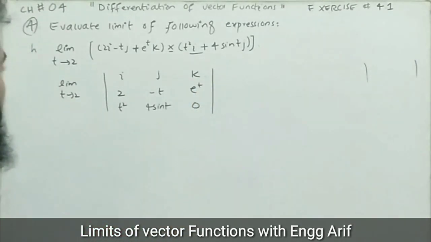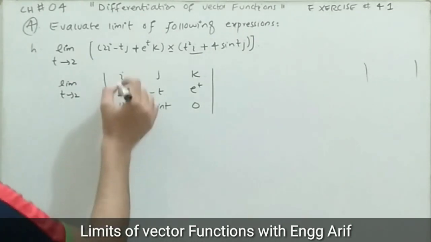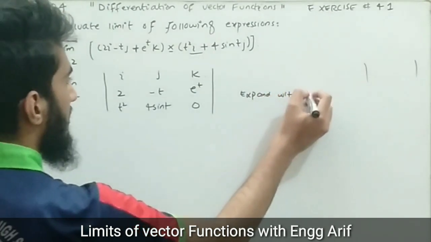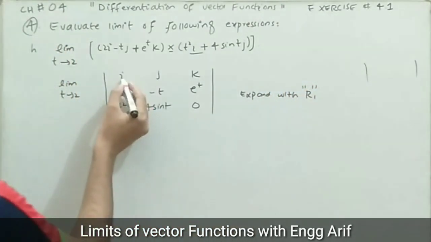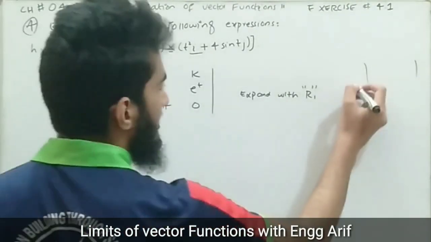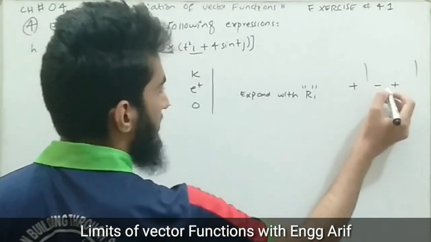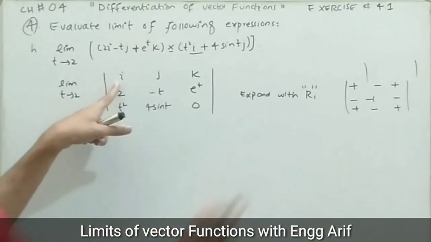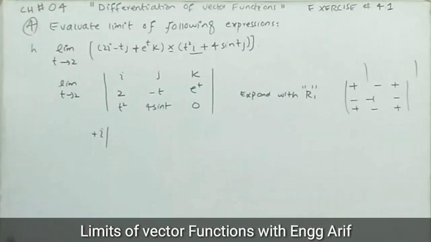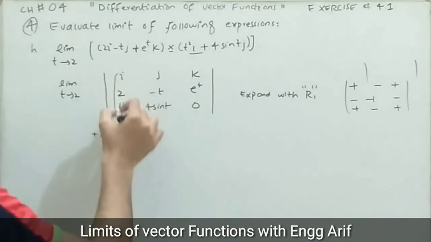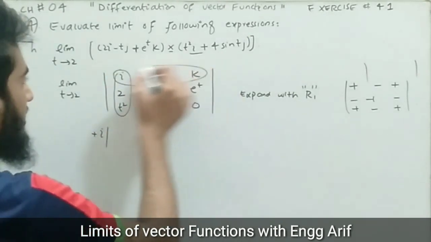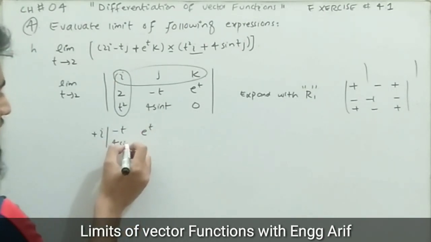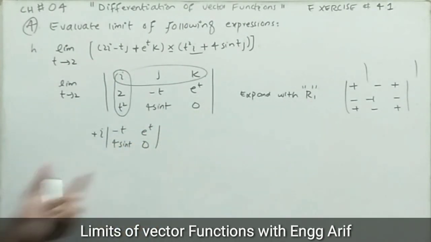After this, I can expand this determinant, let's suppose, with R1. So for i I will write i. Remember this sign pattern for the 3 cross 3 order matrix: plus minus plus, minus plus minus, plus minus plus. We will use this sign. Over here we have plus sign, so we take plus i into, crossing out the column and the row in which i lies. So we are just left with minus t into e power t, and over here we are left with 4 sin t and 0. So we will take the determinant over here.